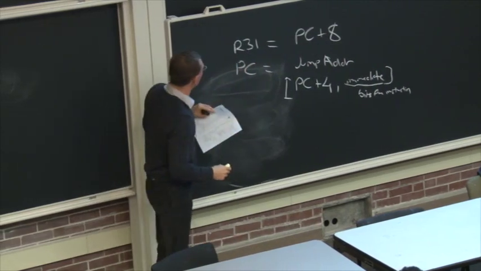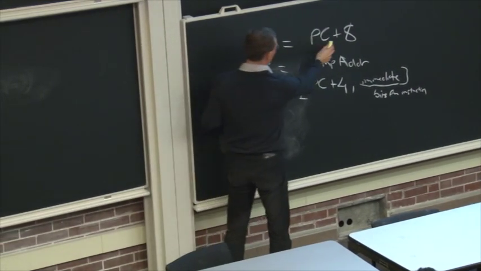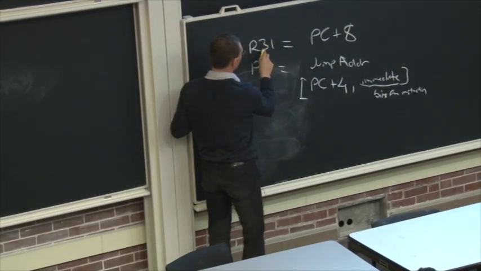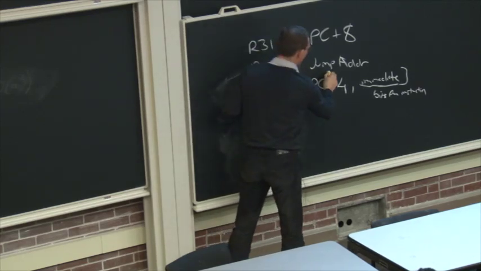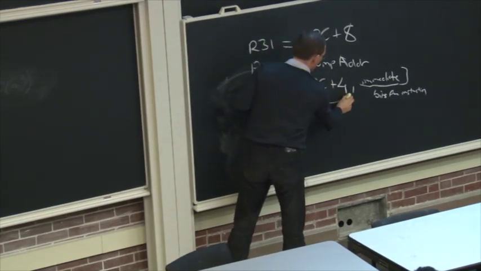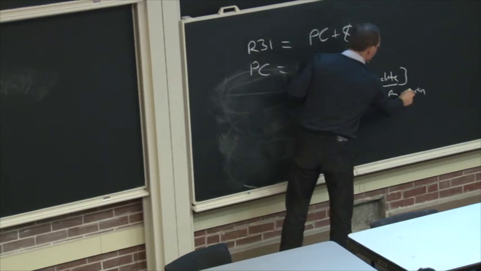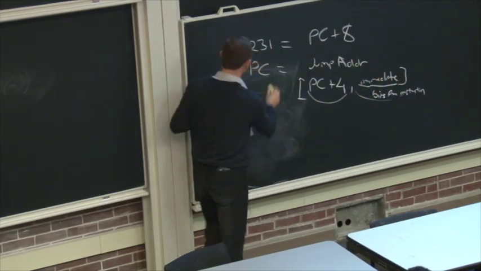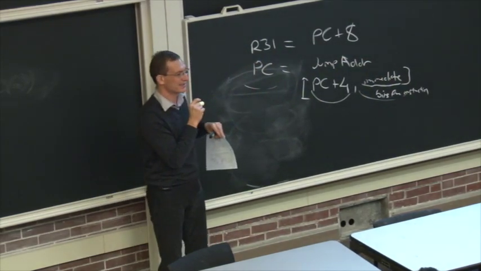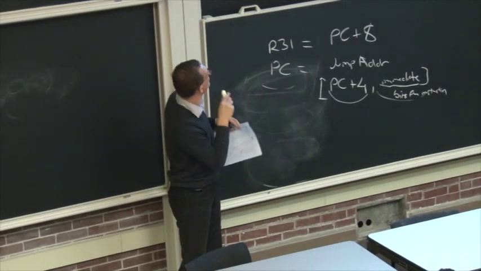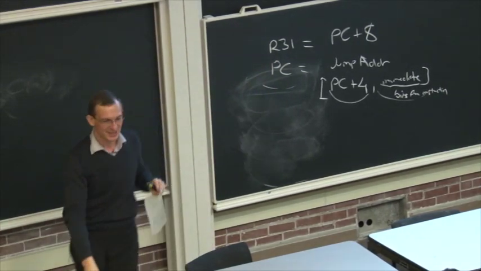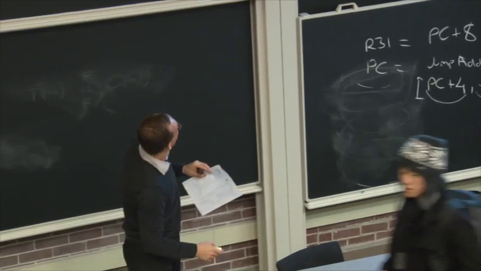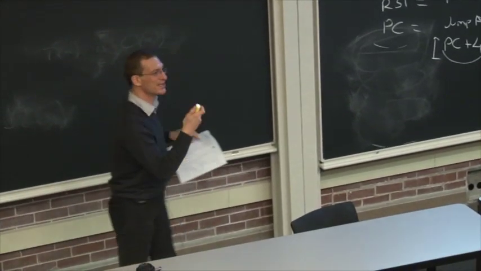So the instruction needs to increment the program counter, store it into a register, calculate a jump address using the program counter and some immediate bits coming from the instruction itself, and store that into the program counter. Right? So what phases does this instruction exercise? Remember, what is a phase? The instruction processing cycle, right?